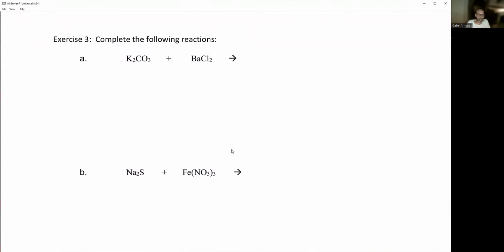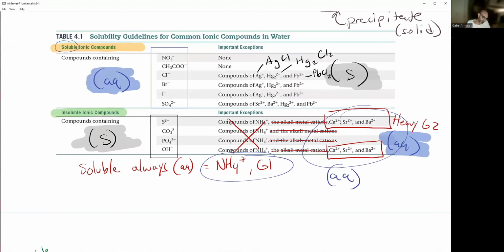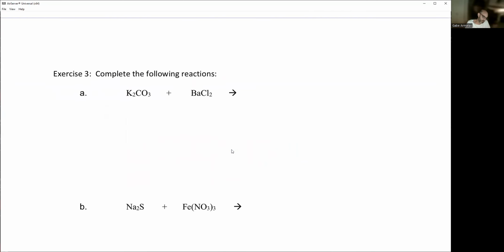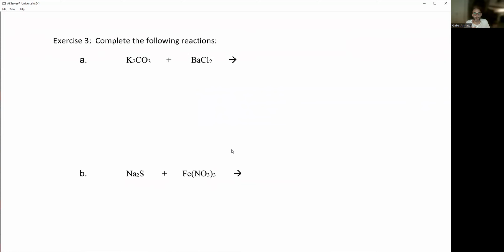Complete the following reactions. This one is actually quite a bit more difficult. First of all, we are going to use our solubility tables here quite a bit. So we are going to come up with the phases a little bit later. But actually, we can do it right now.